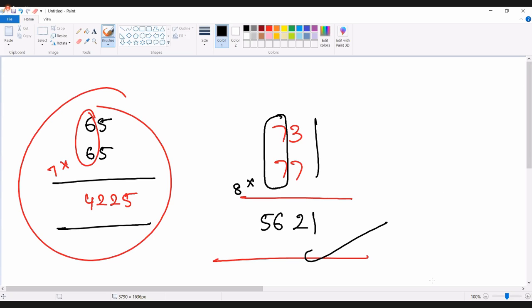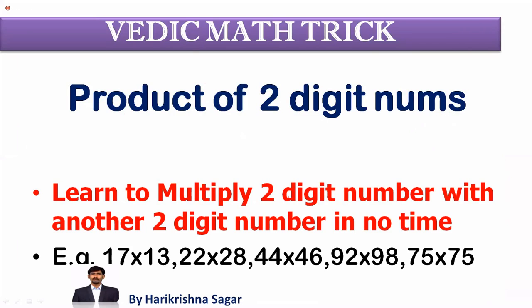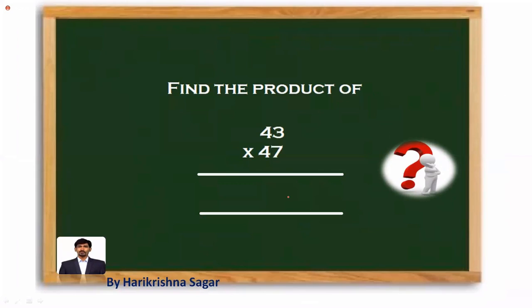Let me show you some questions so that you will get some clarity. If it is 55 into 55, just look: 5 into 6 is 30. 5 into 5 is 25. The answer is 3025. For example, the question is given as 43 into 47. What is the answer? 4 into 5 is 20. 7 into 3 is 21. The answer is 2021.